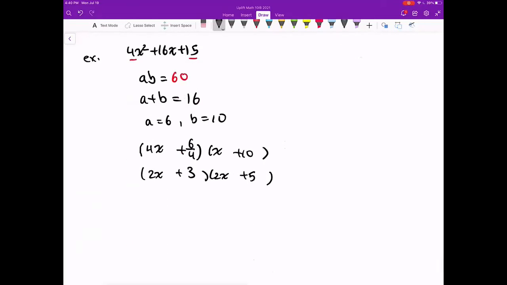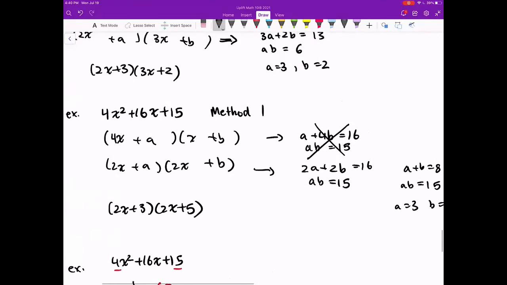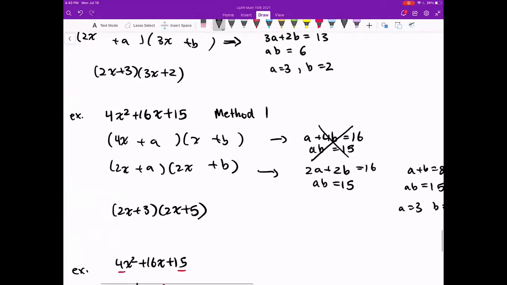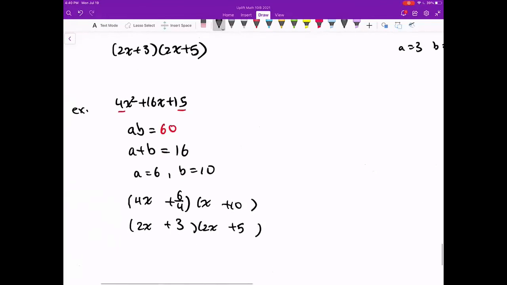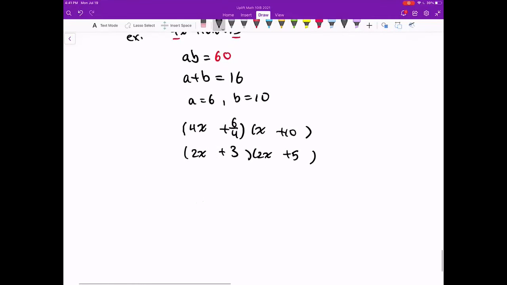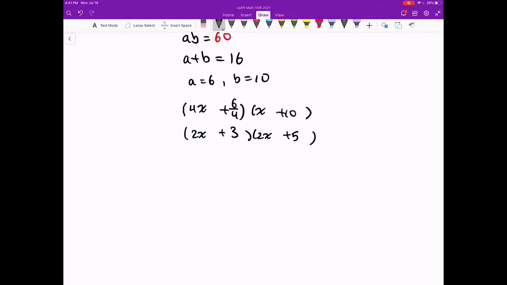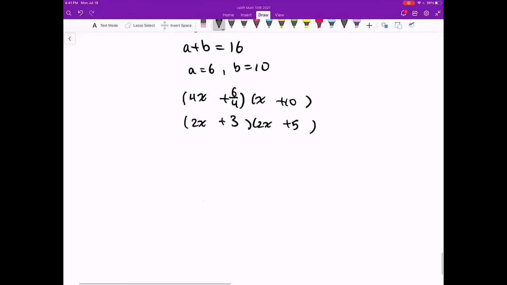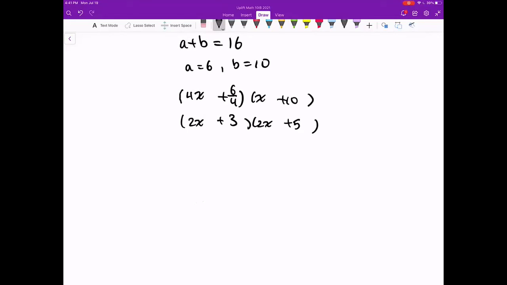So choose whatever method you prefer. Honestly, I'd probably go with my method because you don't have to try out a bunch of things. There's only a formula that you have to apply. I gotta agree with you on that, but this method is kind of stuck in my head now. All right, we should do more examples.